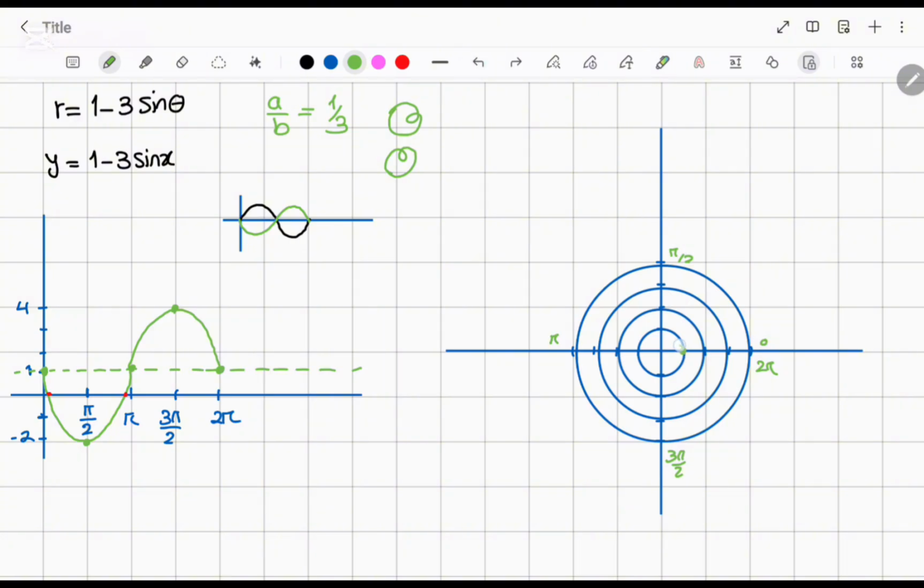Maybe I'll make it more visible like this, okay? Come back to 0 because r is 0 there. And from 0 to pi over 2, as you see, the graph is decreasing, and on pi over 2, the graph is going to be at -2, which is going to be on the other side. So it's like I'm going back to -2. So over here, let me redo this.